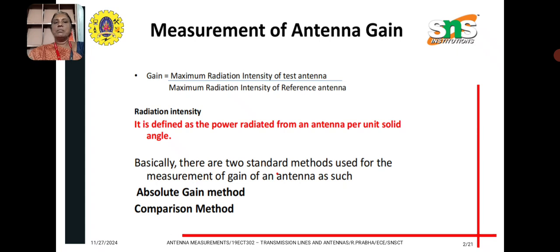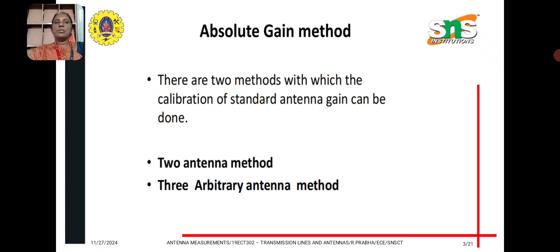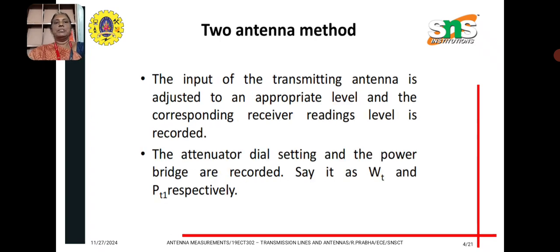Basically, during gain measurement, there are two standard methods used. One is called the absolute gain method and the other is called the comparison method. The absolute gain method is classified into two types: one is the two antenna method and the second is the three arbitrary antenna method. In the two antenna method, the input of the transmitting antenna is adjusted to an appropriate level and the corresponding receiver reading level is recorded. The attenuator dial setting and the power bridge reading are recorded.